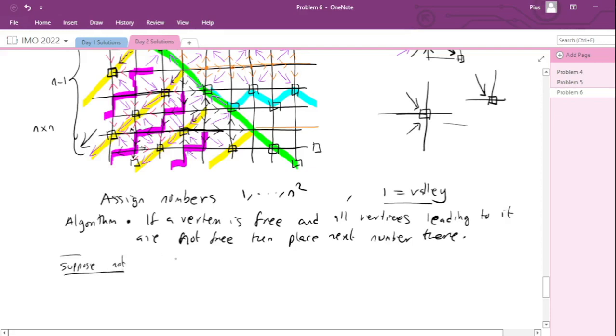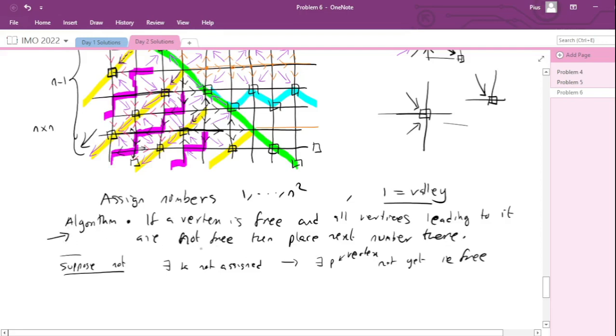So that means that it's going to be a number k not yet assigned. And since this number k is not yet assigned, it means there's going to be a vertex not yet assigned. That's a vertex not yet assigned, so it's going to be free. Okay, and now once we have a free vertex, clearly it's not a value. We already filled the value. So it means that we couldn't perform this algorithm anymore.